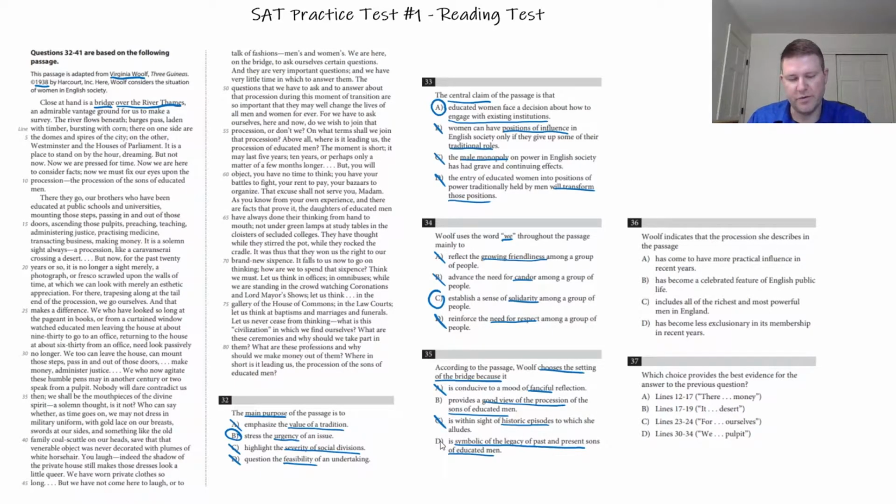That's not why she chose the bridge. She chose the bridge so that all the women could look out on the procession of educated men and notice, oh, we're going to go work alongside them as well. So B works well. Okay, very literal, but again, a great lesson in how the SAT wants you to think.